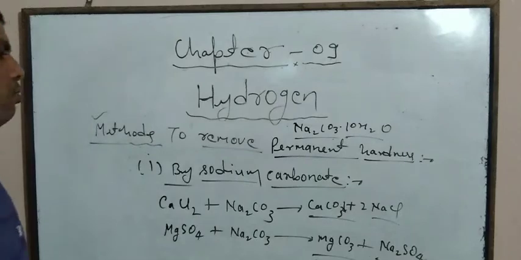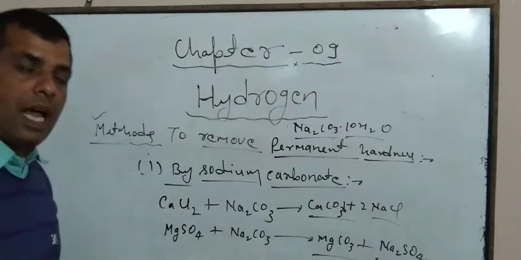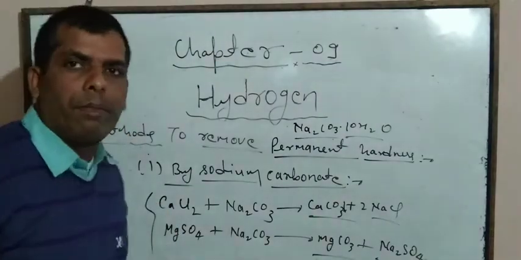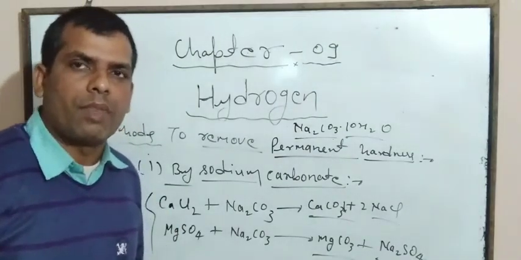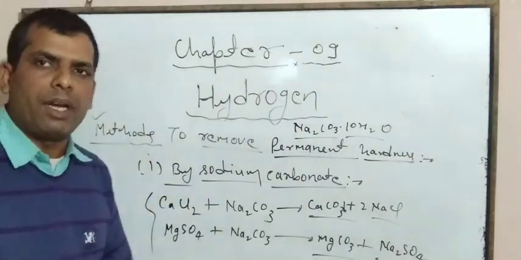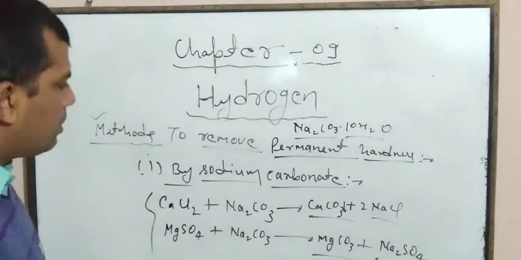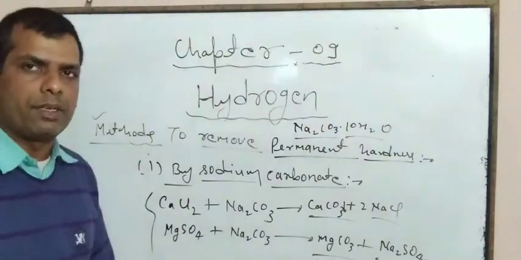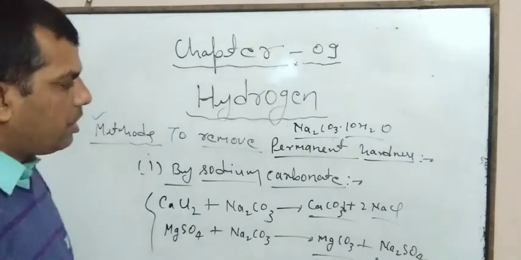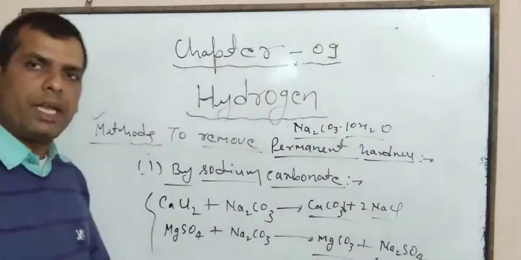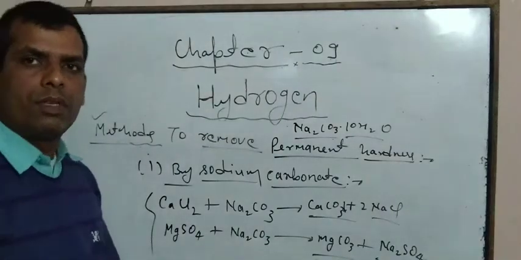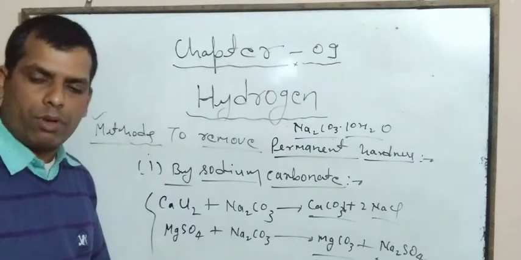So in this way, by sodium carbonate or with the help of washing soda, we can remove permanent hardness. So this one is an important method to remove permanent hardness. Now, second, we will discuss the Calgon method. And dear students, please write down these equations in your copy because it is very important.